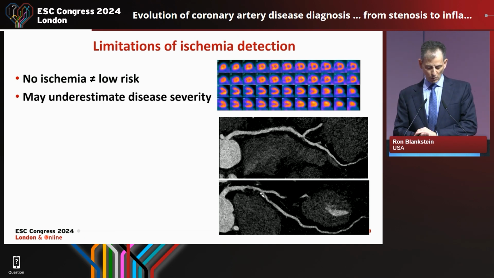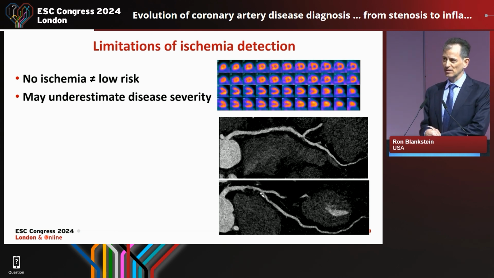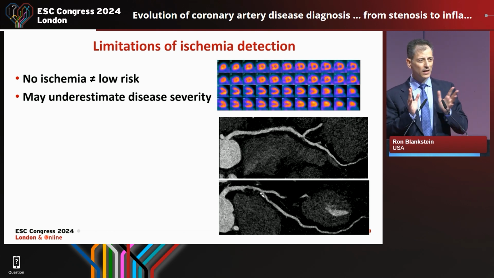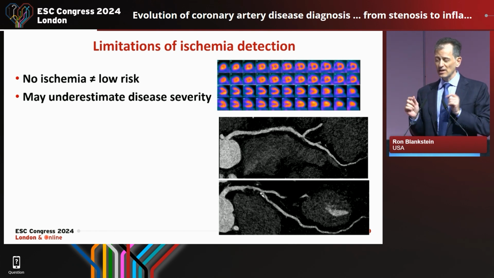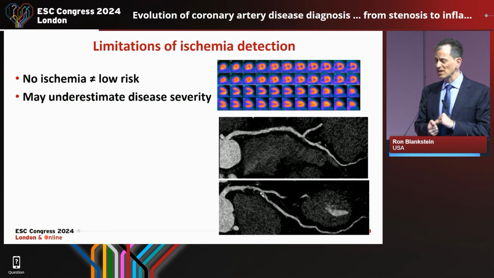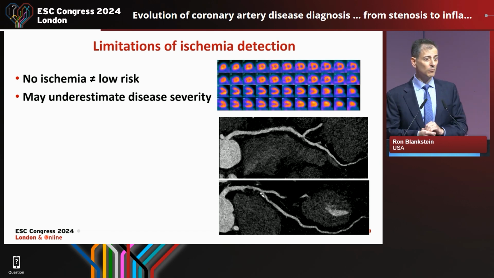The other important point is that when we use nuclear imaging, we often will underestimate the severity of disease. The reason for this is that in nuclear imaging, we're looking at relative differences in blood flow. So even if we see perhaps mild ischemia and we think this person has one vessel disease or just mild disease, that can often be the case when someone has multi-vessel disease.